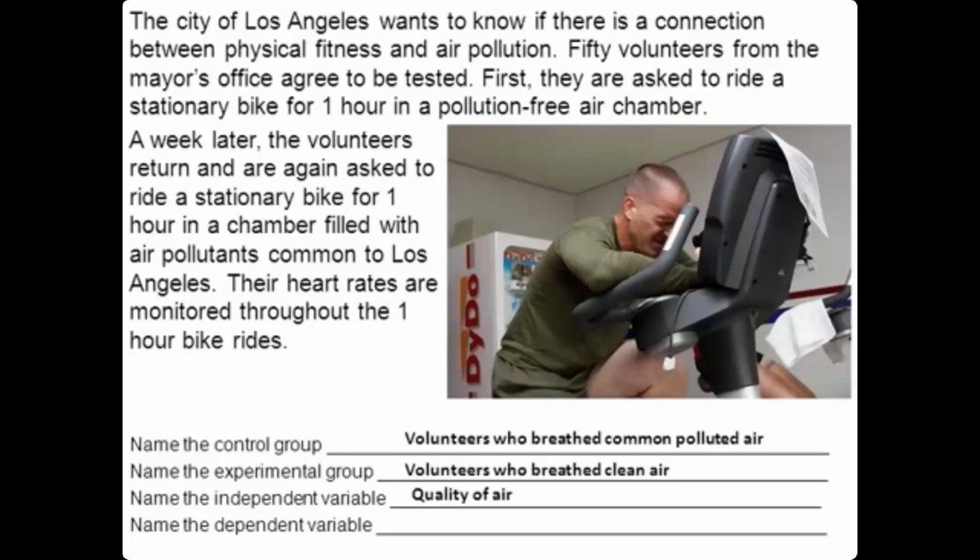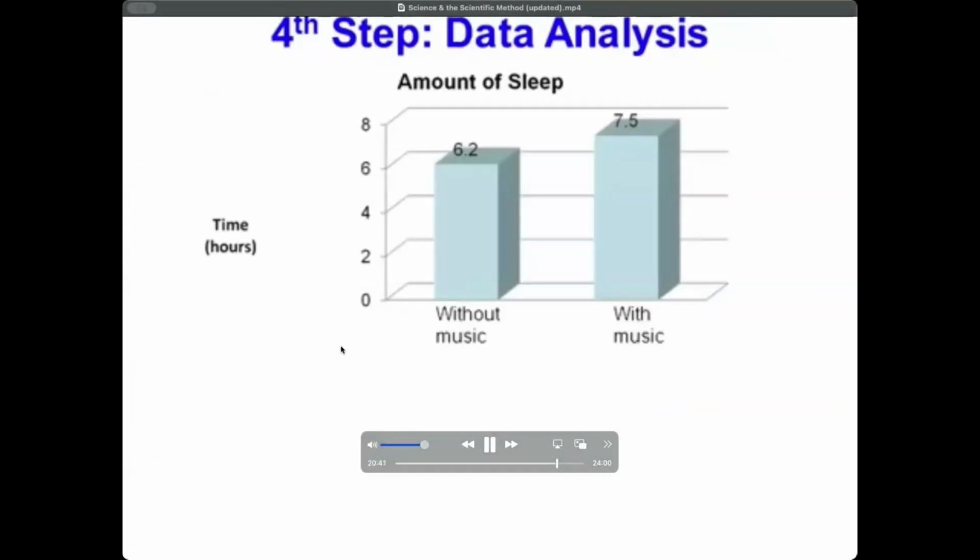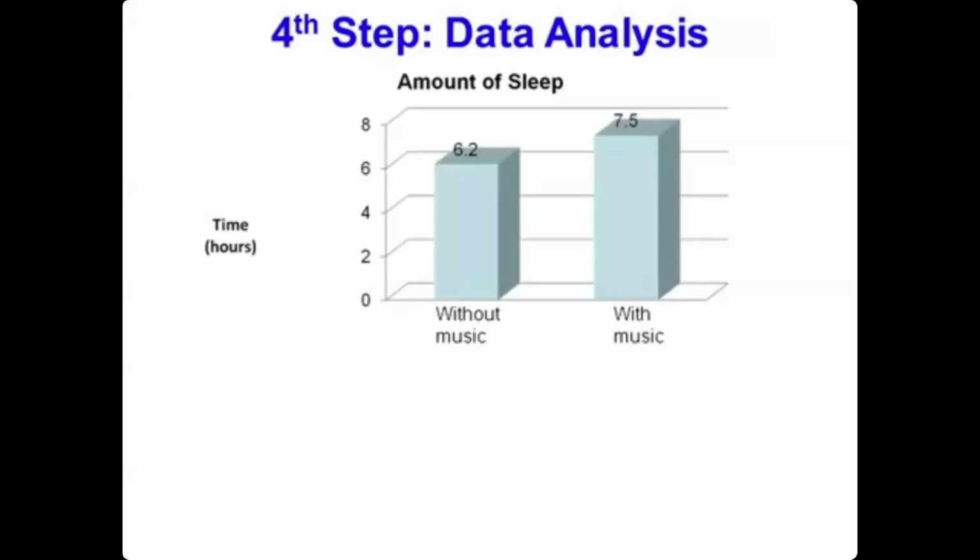And the data recorded, the dependent variable, it's their heart rate as they pedal on the stationary bikes. So I hope these examples help. Let's move on. They do, actually, because it can be tricky. Okay, so let's get back to the steps of the scientific method.